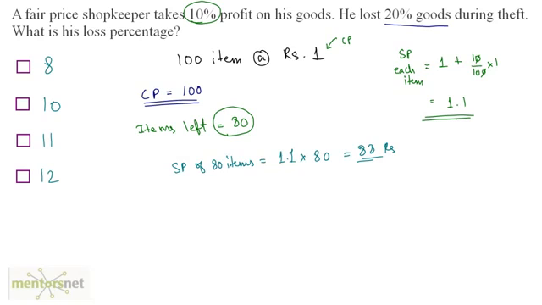We have the cost price, so we can calculate the loss percentage. Selling price is less than the cost price. So loss percentage is equal to the loss, which is cost price minus selling price, 100 minus 88, divided by the cost price, which is 100, times 100. So this 100 and 100 get cancelled out. What remains is 100 minus 88, which is 12. So 12% is the loss percentage. So option D.